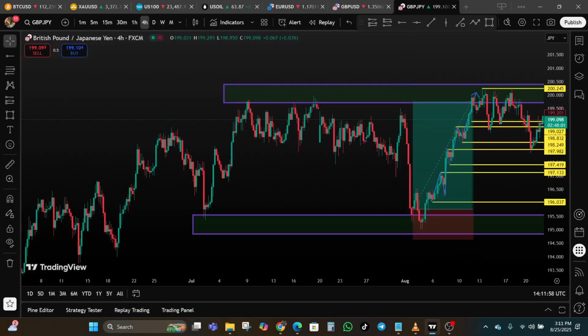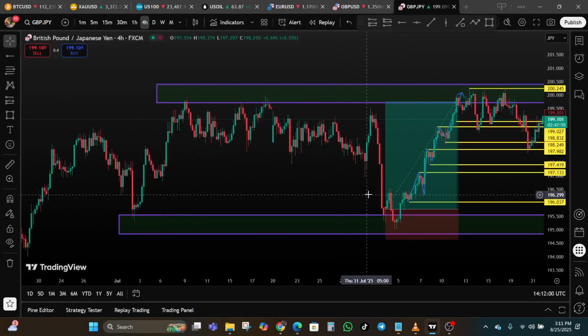Another important benefit of the H4 strategy is time management. Each candle represents 4 hours, which means you don't have to stare at your charts all day. You can check the markets a few times a day, plan your trades calmly, and then let them play out without the stress of lower time frame noise. So this not only improves your trading consistency, but also your mindset.